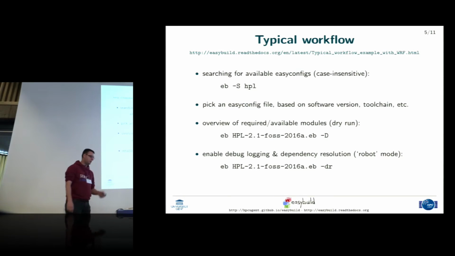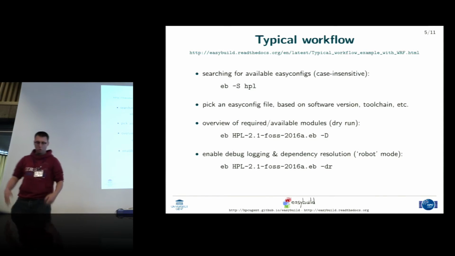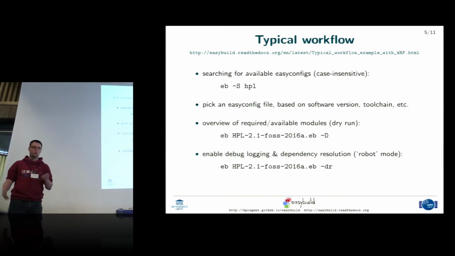So how do you typically work with eb, let's say on a day-to-day basis? You know which install request you get, or you know what to install. So you would ask EasyBuild, do you know about this? Do you know how to install the software package? We have this -S or --search option, which is case insensitive, so you can see whether EasyBuild knows how to install HPL. This will give you a list of easyconfig files it has that match this.